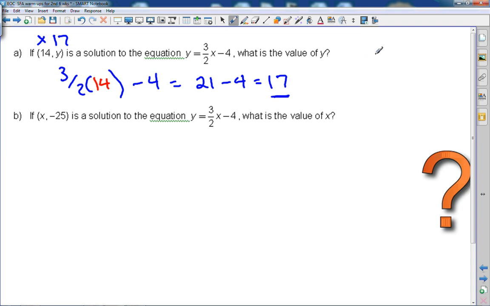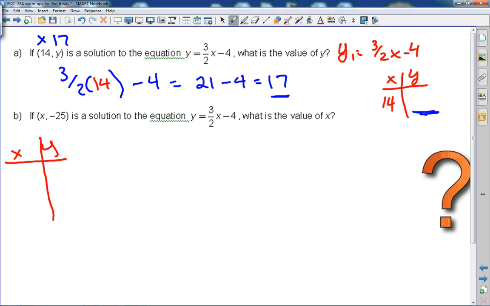Now, the other way you could do this is to go in your calculator, go into Y1, put 3/2 X minus 4 in there, go and look in your table to where X is 14, and you will find your Y number. That's the other way. You can do that here on this one as well. This time it's giving me my Y. I get negative 25, and I need to find my X number.